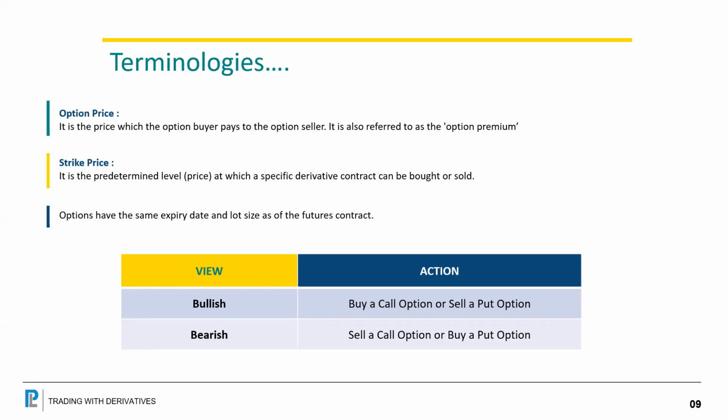Because buying a call option means we are bullish, buying a put option means we are bearish. So if we are doing the reverse, let's say we are selling a call option and we are buying a put option, that means we are bearish in stance. So these are two ways of participating in options, if you have a bullish or bearish view.